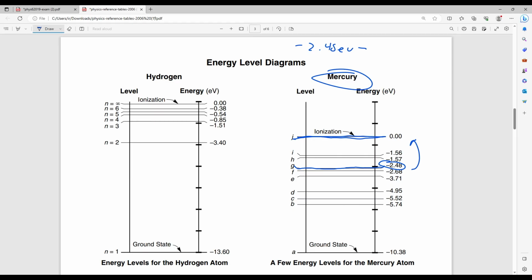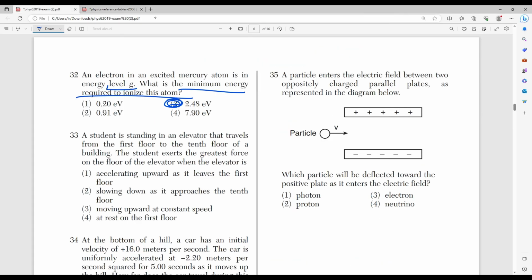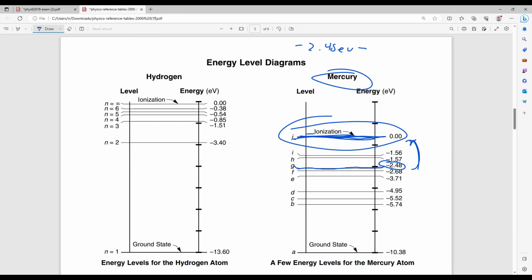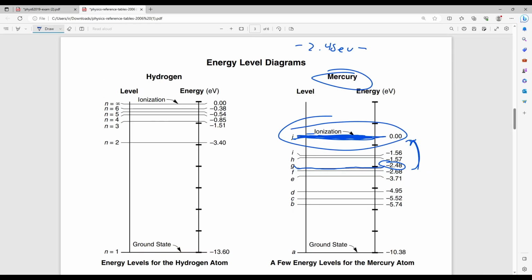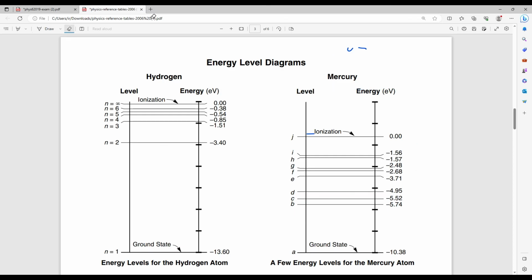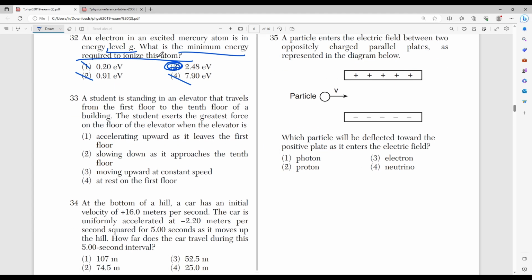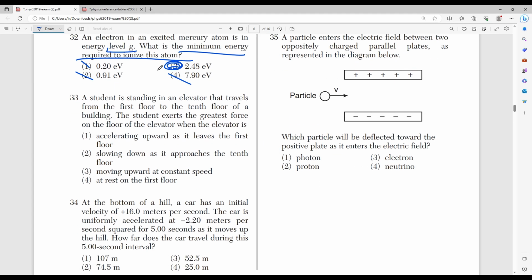2.48 electron volts, right, is what I need to ionize it and to bring it right to that level 0, right? Nothing else here is going to be enough to bring me to that specific level of ionization. Obviously, it's not going to be 7.9 because, yeah, it does bring you above it, but I want to be exactly at this level, right? So negative 2.48 plus 2.48 is 0. So that's all.